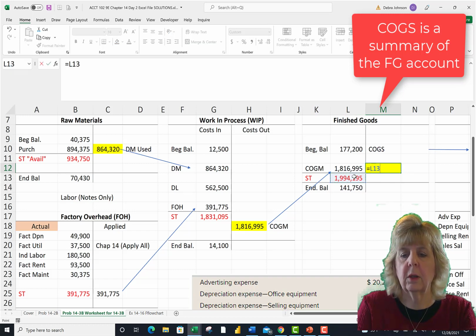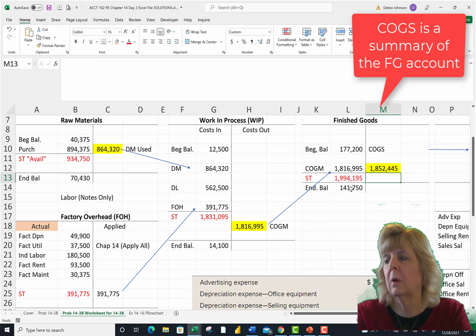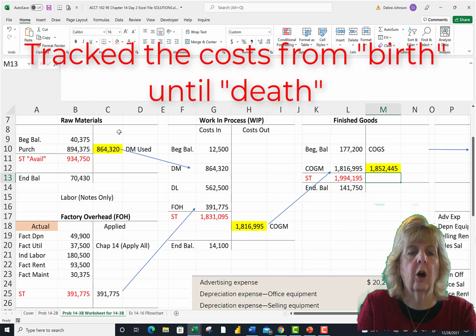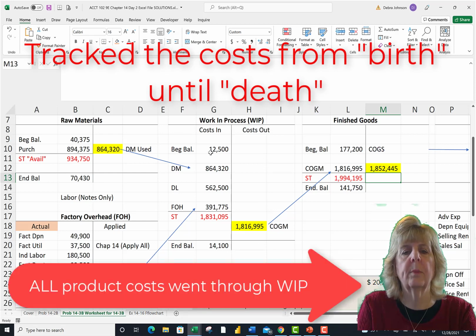So let me compute it, and you can compare it to what you have. And I got 1,852,445. What we have just done is we've tracked the costs from birth. All of these costs started out on the balance sheet as either raw materials, labor, or factory overhead. All the product costs went through the WIP account. I hope that's in your notes several times.